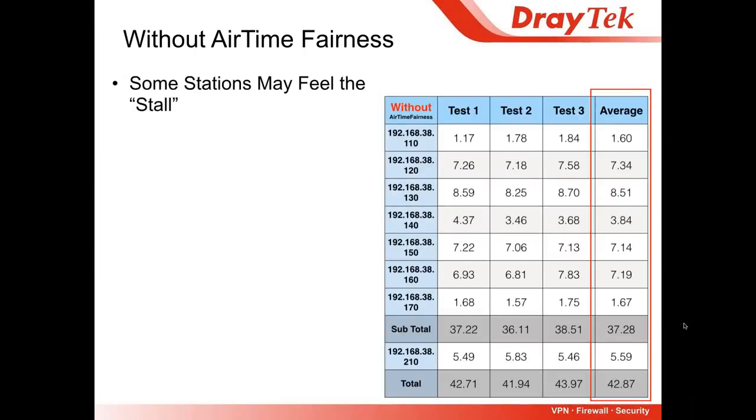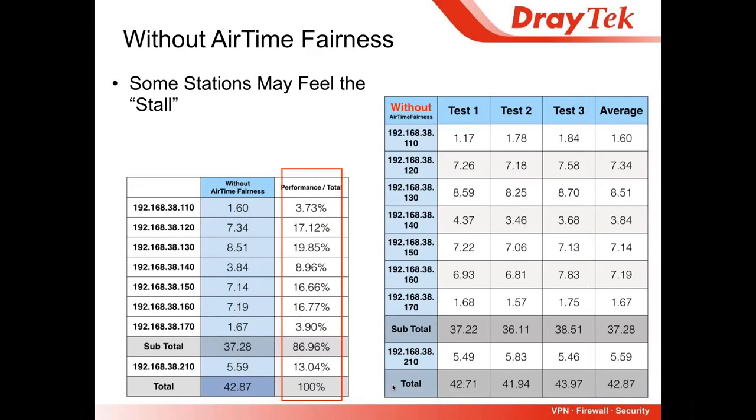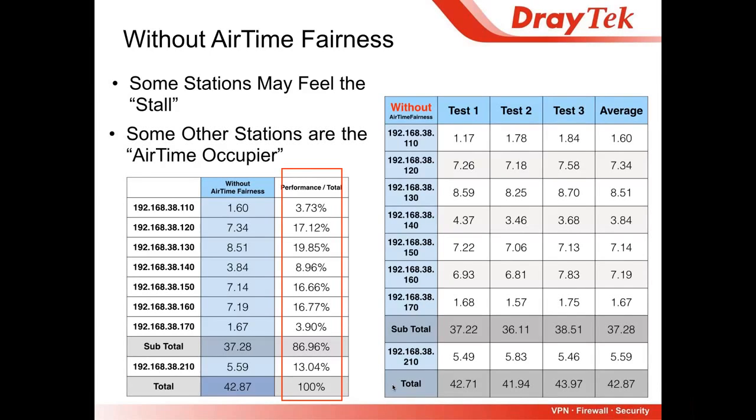So based on this average, we make another chart here. This is their performance ratio compared to the total performance. So we can say some stations, they are good at occupying the airtime. So we can call them the airtime occupier. For example, this 130, he used out almost 20% of the performance. So he's really good at occupying the airtime.